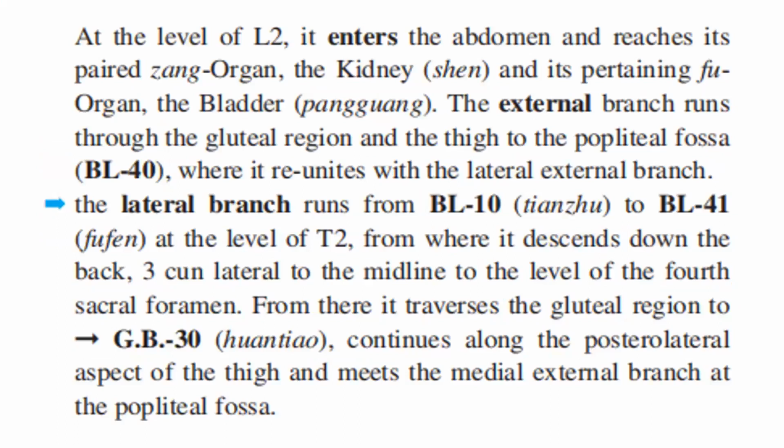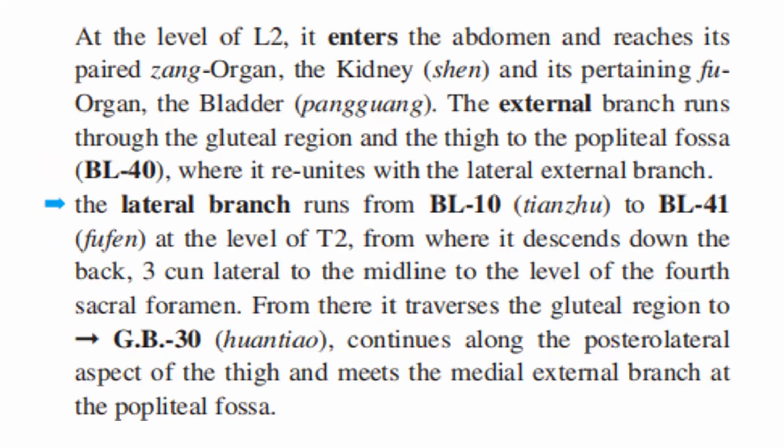At the level of L2, it enters the abdomen and reaches its paired zang organ, the kidney, containing its own organ, the bladder. The external branch runs through the gluteal region and the thigh to the popliteal fossa, Bladder 40, where it reunites with the lateral external branch.